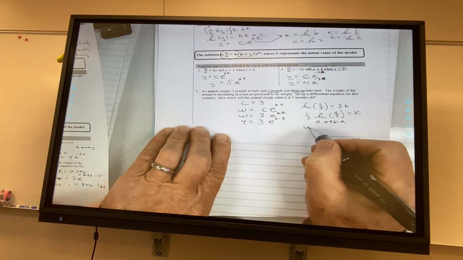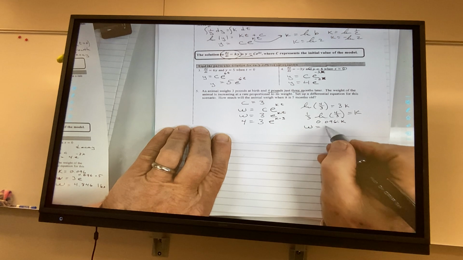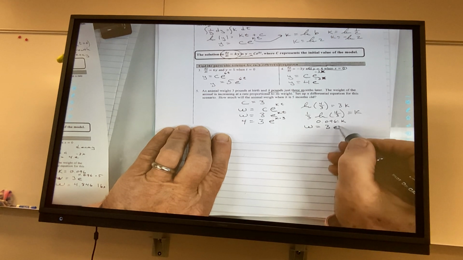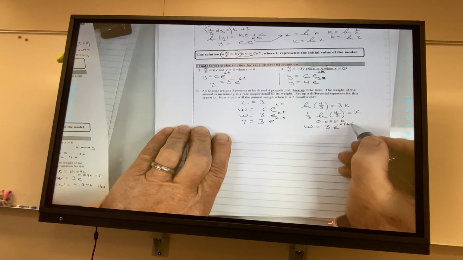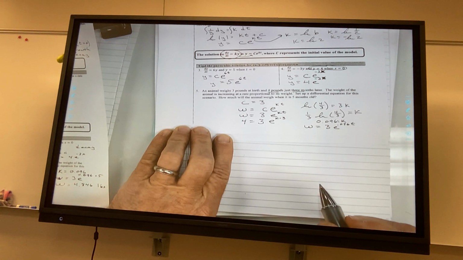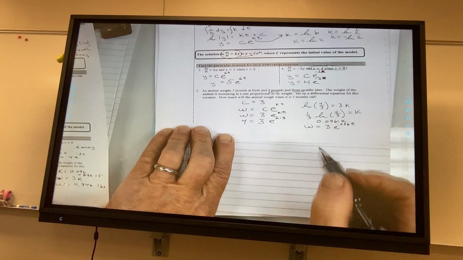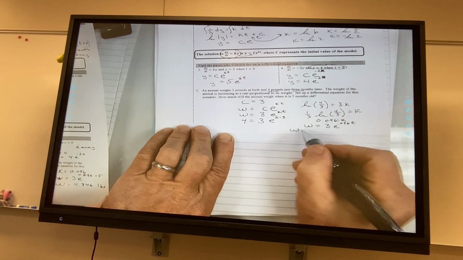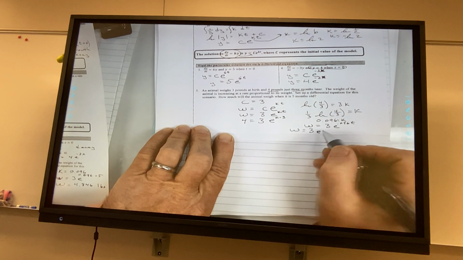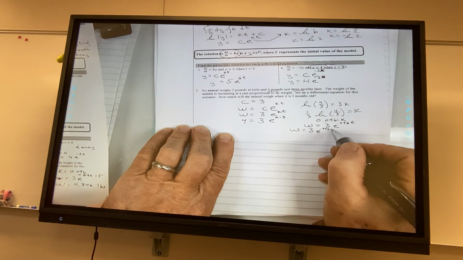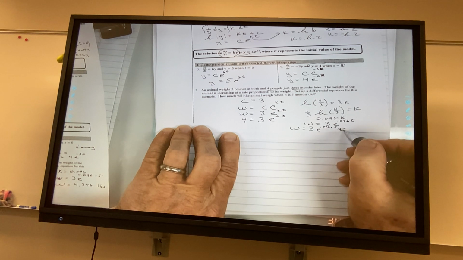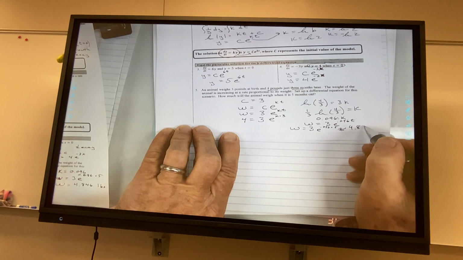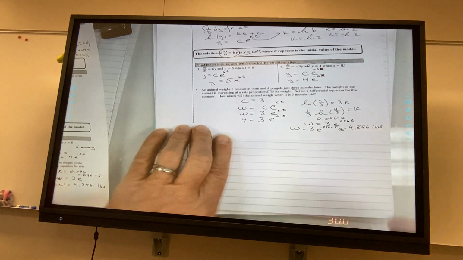So that means my weight is equal to 3e to the 0.096 t, and in how many months does it ask? 5 months. 3e to the 0.096 times 5 gave me approximately 4.846 pounds.